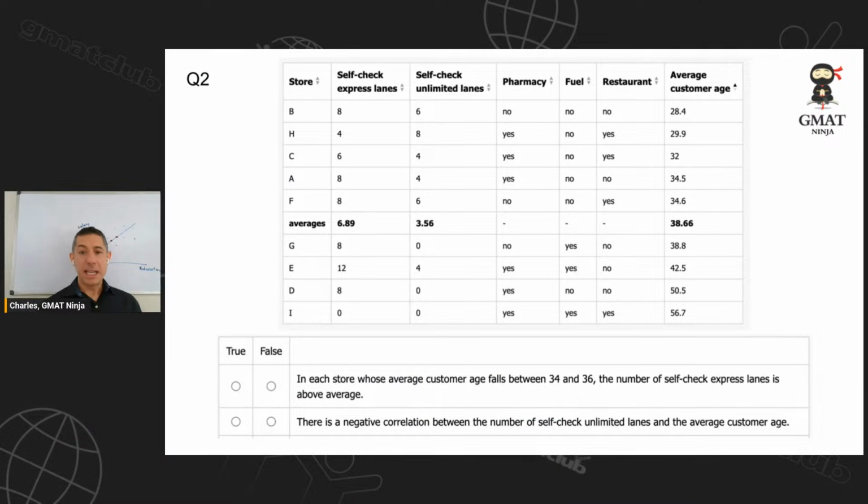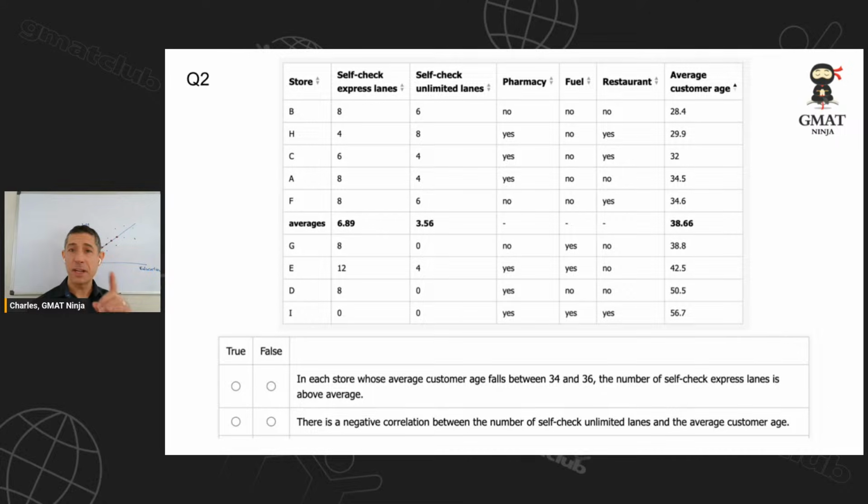What is the general trend between self-check unlimited lanes and average customer age in these stores? So again, we sorted by average customer age, far right of the chart. So average age is going up as you read downward. What happens to the number of self-check unlimited lanes? Well, there's a lot more self-check unlimited lanes in all of the stores that are below average for customer age. Top half of the chart, above that average. So you've got 6, 8, 4, 4, 6. Those are at the stores where people are younger on average. And then you've got 4 below that, old customers toward the bottom of the table. In those, you've mostly got no self-check unlimited lanes. You've got one that has 4.